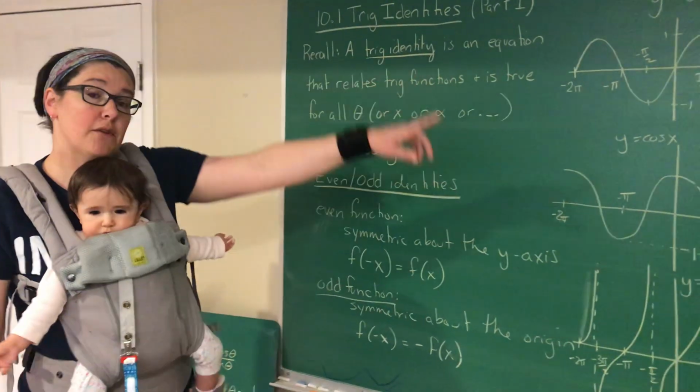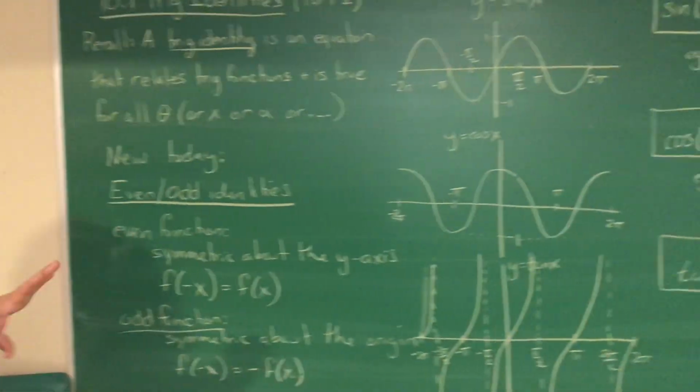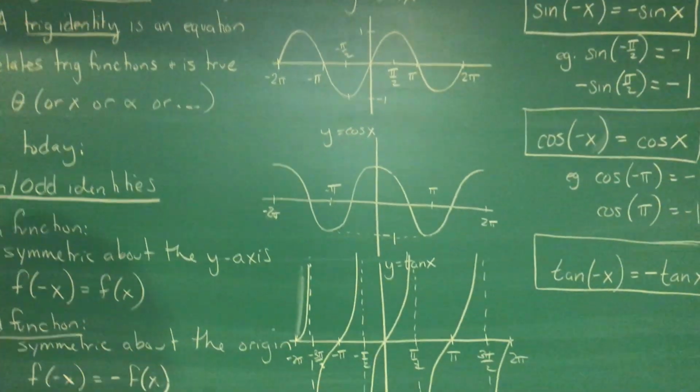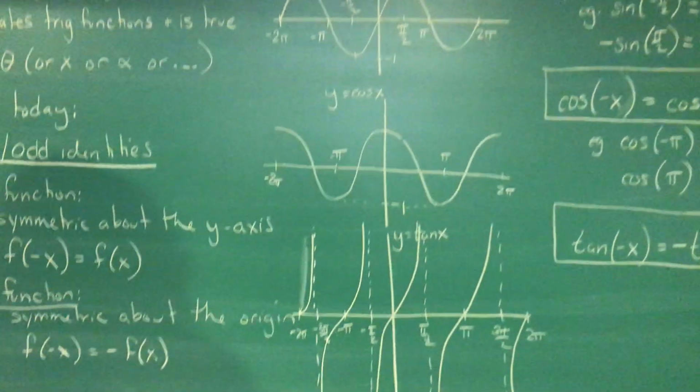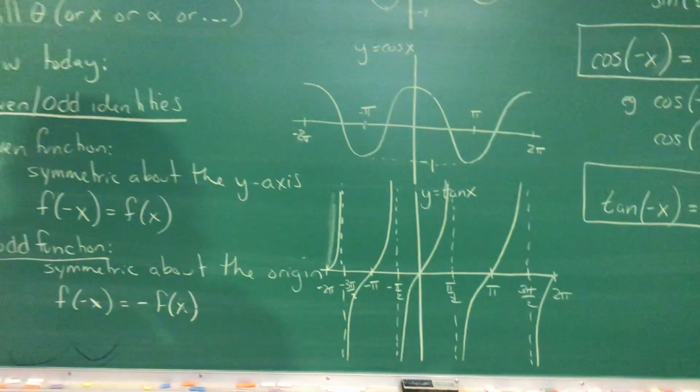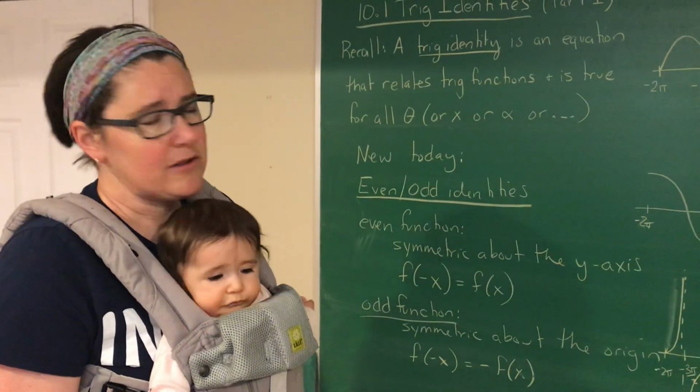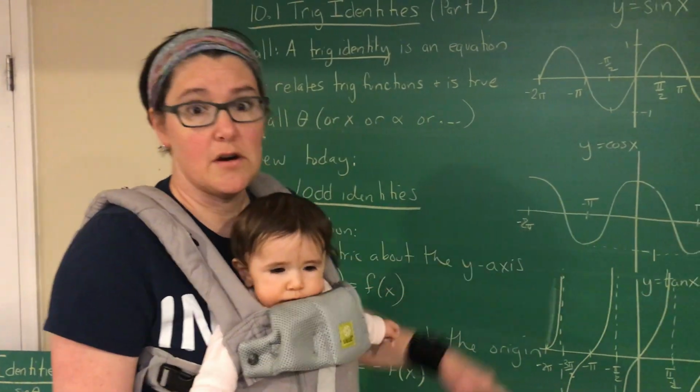Okay, so these are the 3 even and odd functions. There are some for secant, cosecant, and cotangent as well. You can look them up if you're interested. I don't think that I have ever in my life used them, so I wouldn't worry too much about them. But these 3 even and odd functions are important.